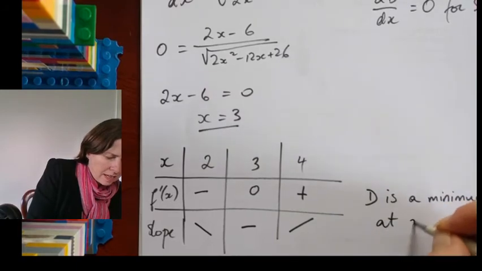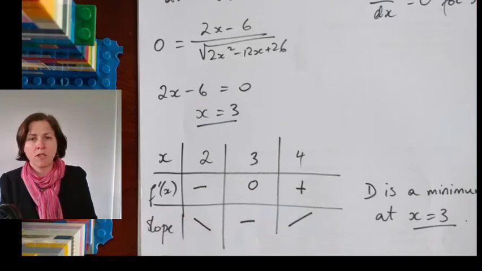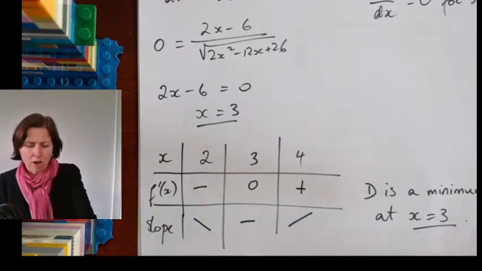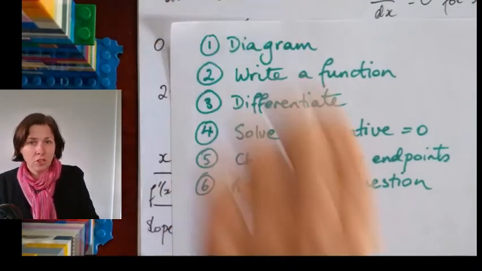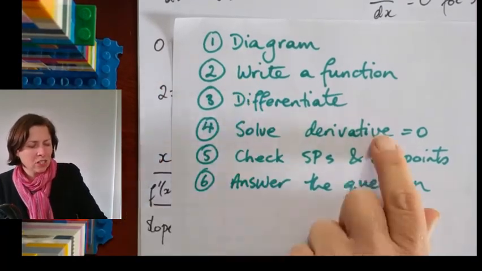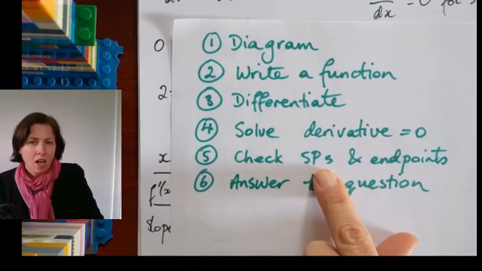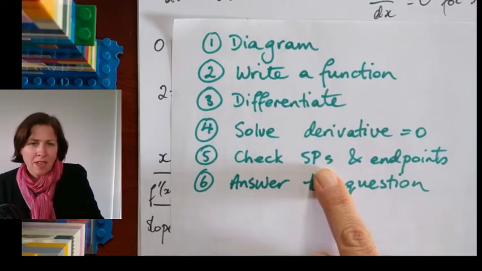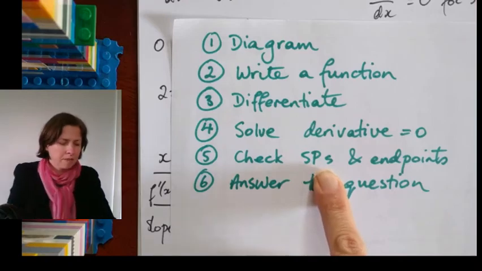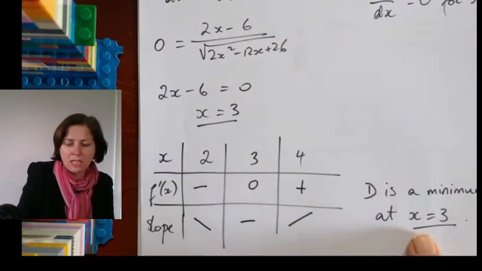at x equals 3. I can see that. I've shown that it's going to be a minimum. I don't need to sketch the graph. So I've drawn my diagram, written a function, I differentiated, I solved it for dd dx equals 0. I checked my stationary points. Now the x, there's no end points here, all right? But my stationary point gives me a minimum value.